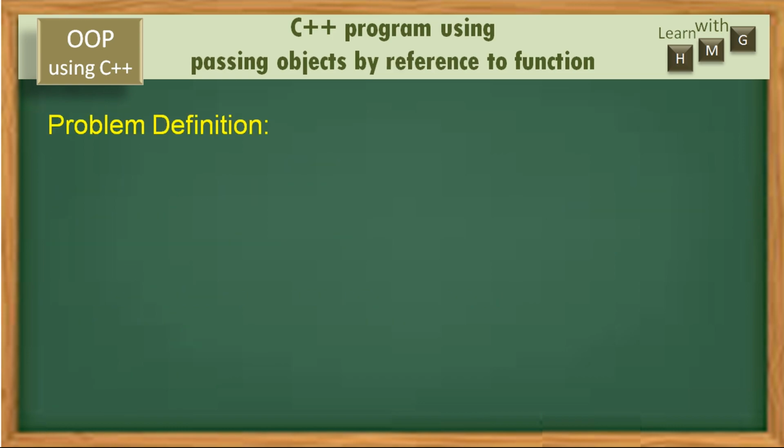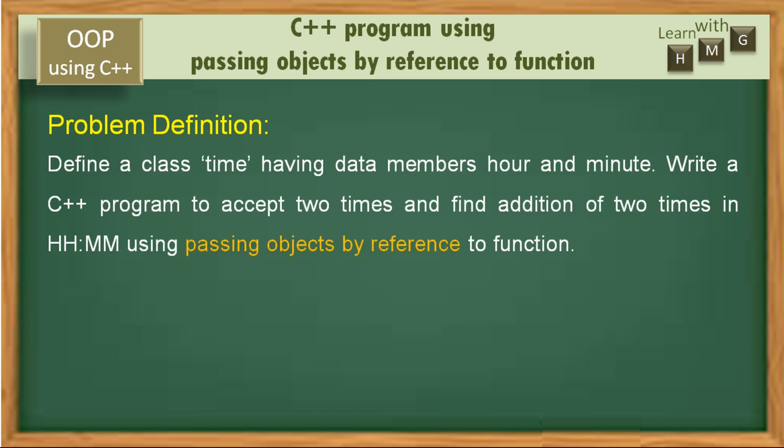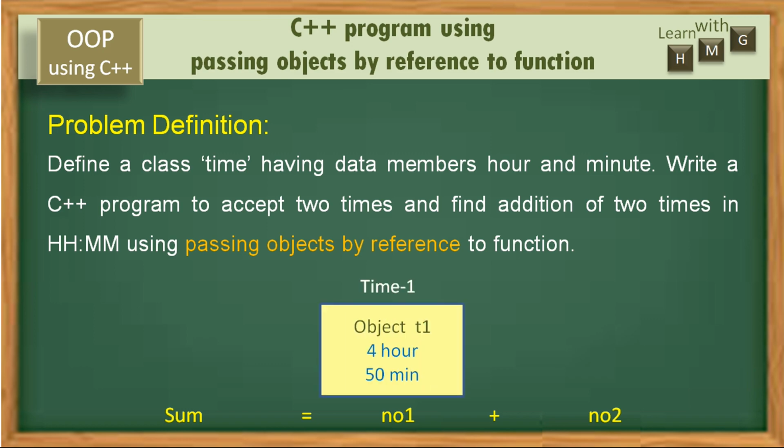Let us go for a program in which we will use the concept of passing object by reference. The same program we are going to write, only instead of passing by value we are going to pass the object by reference. Again the operation will be the same, that is sum is equal to n1 plus n2. Just like two variables we are adding and storing the sum in some variable, similar to that we are going to add two objects, for example time object T1 and object T2.